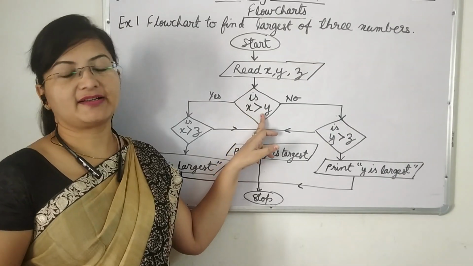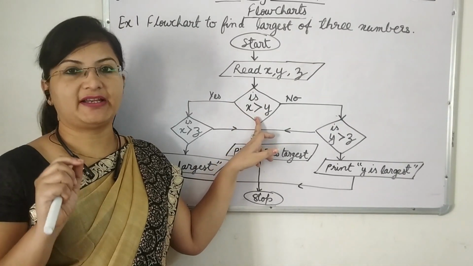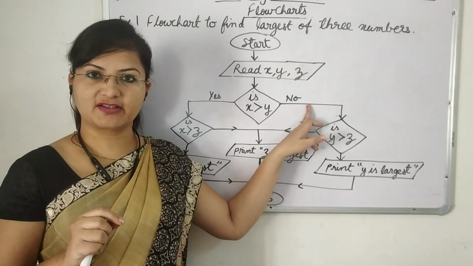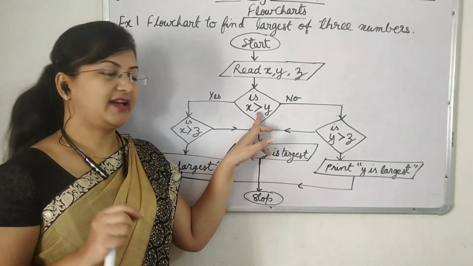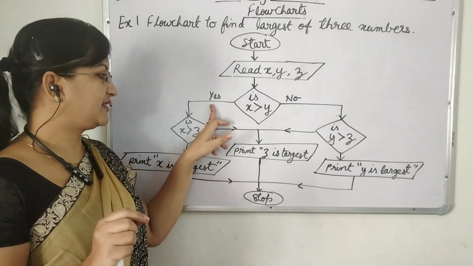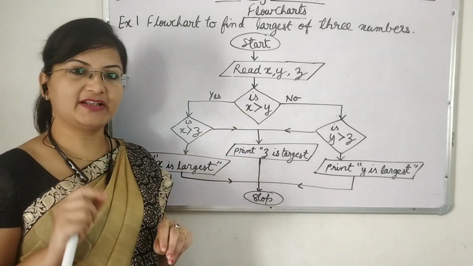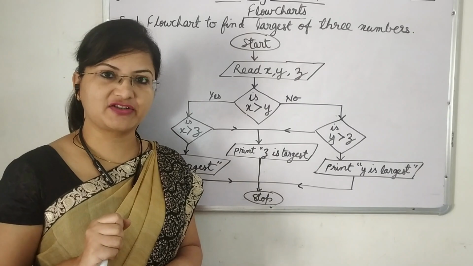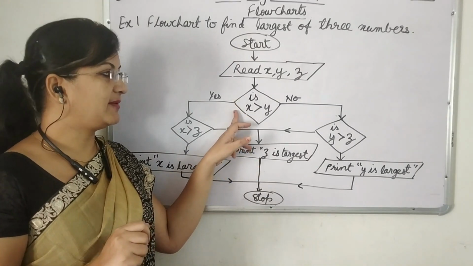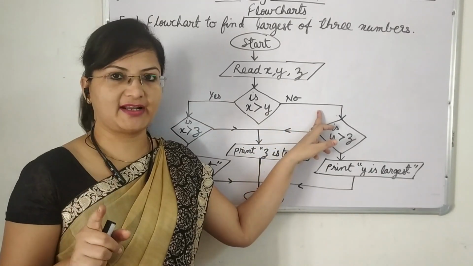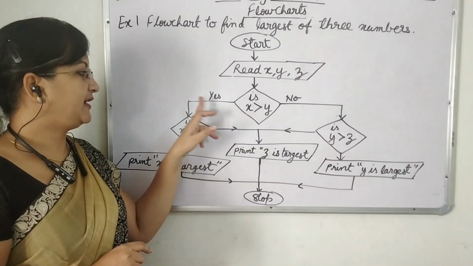If x is greater than y, this is the true condition, this is the false condition. If x is greater than y and it is true, that means it is yes, then x will be the largest of the two. If it goes this side, that means y is the largest. Got it? If it comes this side, that means x is largest. Here y is largest. So here x is largest.